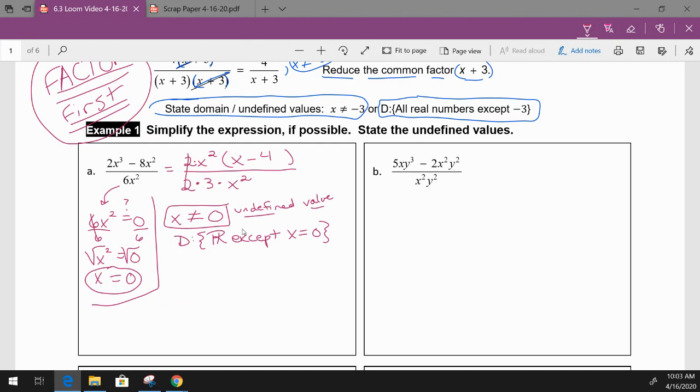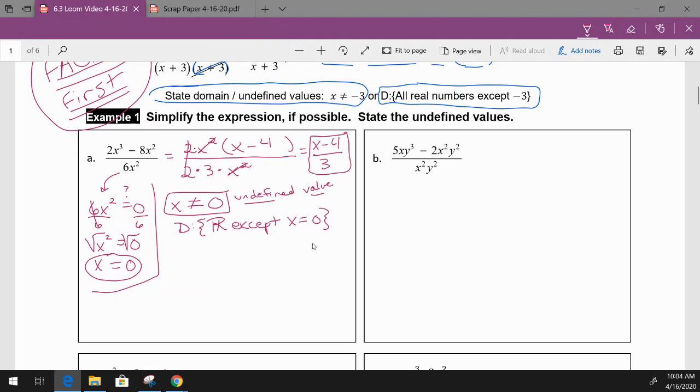Okay, so now that we've stated our undefined values, let's go back and reduce the x squared in the numerator and denominator. Again, those are factors, they're not terms. So then all we have left in the numerator is an x minus 4, and in the denominator, you have a 3. So this is your simplified rational expression. And 0 is your undefined value, or your domain is all real numbers except for x equals 0.